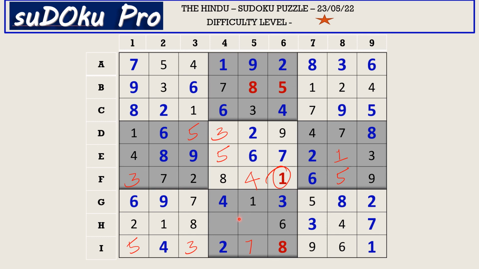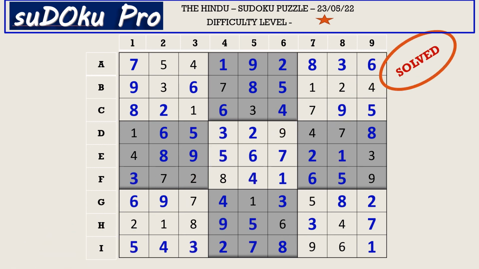And here in H row, the missing numbers are 5 and 9. There is a 5 here. So H4 takes 9 and H5 takes 5. And the puzzle is solved.